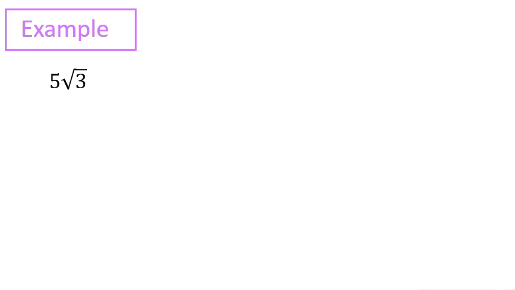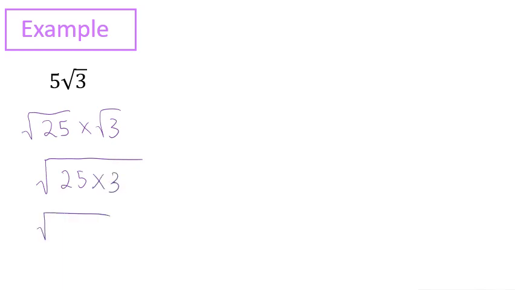For example, the number outside, I need to square it and put it inside the surd symbol. So 5 squared is 25, put it inside the surd symbol, and then I'm just multiplying it by the square root 3. Now I can put it all together, so 25 times 3. 25 times 3 is 75. So now this surd has been expressed as an entire surd.